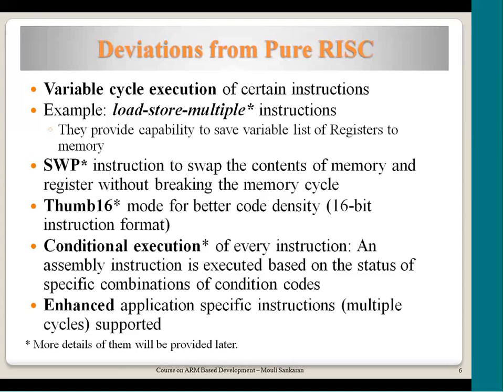Thumb mode is another, 16-bit mode of ARM, where the instruction is 16 bits instead of 32 bits. Conditional execution is another feature, where every assembly instruction is executed based on the status of a particular condition flag. At this moment, I don't want you to know everything about what they mean, but you need to be aware that though we claim ARM is a pure RISC, there are some deviations to support the embedded application requirements.